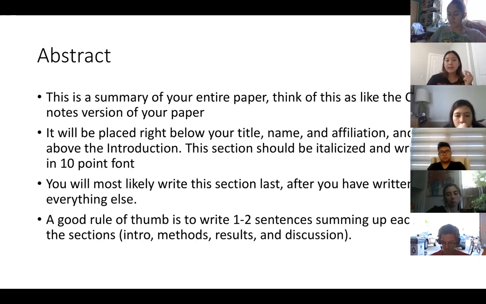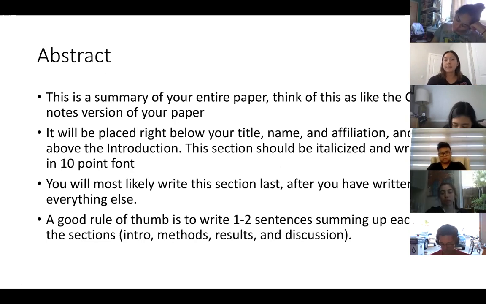This is going to be placed right below your title, your name, and your affiliation, but right above the introduction. So this section should be italicized and written in 10-point font. You're most likely going to be writing this section last, after you have written everything else.